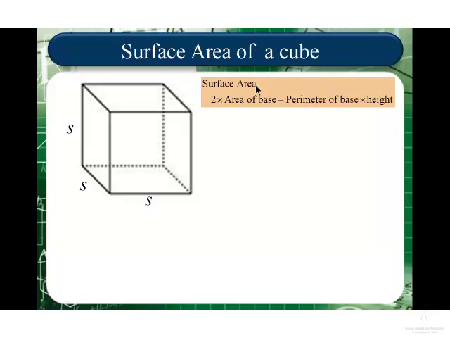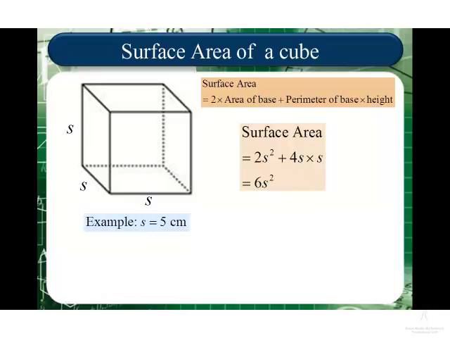So the surface area in general will be 2 times the area of the base plus the perimeter of the base times the height. In this case, clearly, the surface area will be 2 times S squared. That is the area of the base, S squared, the square. And you have to add then the areas for the 4 sides, which will also be exactly the same squares, namely the squares with area S squared, S times S. Adding all of this together, we see that the surface area of a cube with a side length S will be given by 6 times S squared.